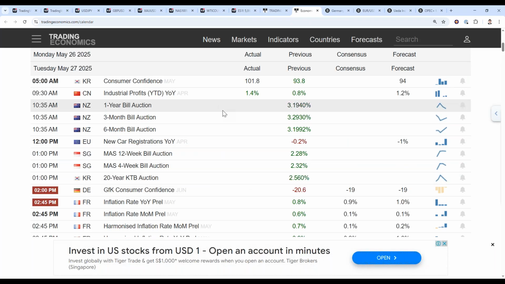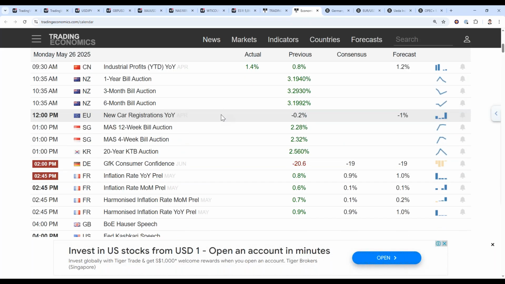So today will be Tuesday. When we kickstart the European session at 2 p.m. Singapore time, we have Germany GfK consumer confidence data, where the market is expecting a slight improvement to negative 19 from negative 20.6. So that could potentially influence the euro dollar, the euro crosses, and the Germany 30 CFD index.